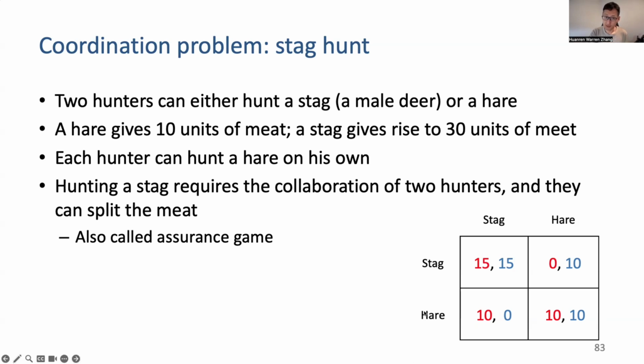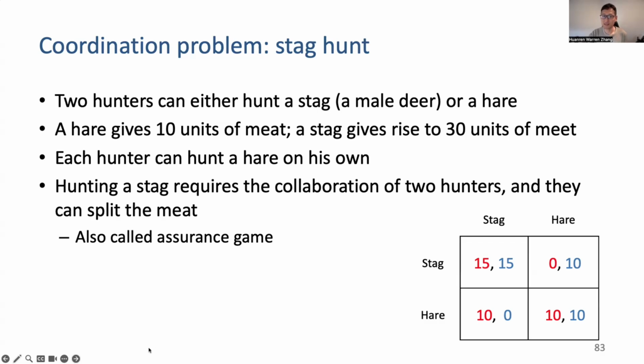If you choose hare, you can get 10 guaranteed. But if you choose stag, and the other person chooses hare, then you will get 0, right? So, I mean, here is why this game is also called the assurance game.